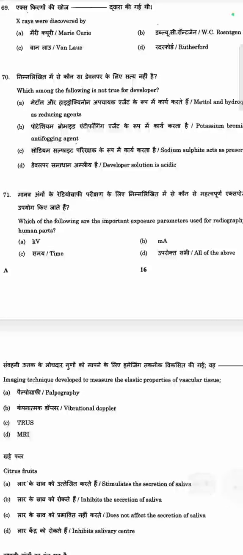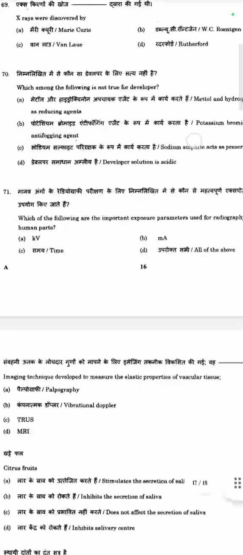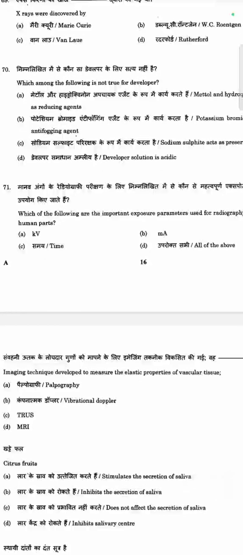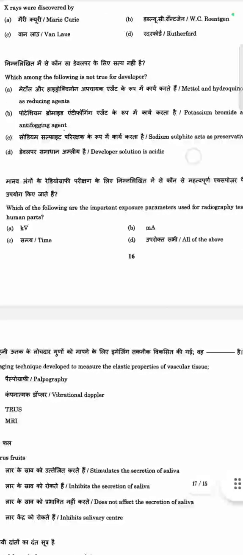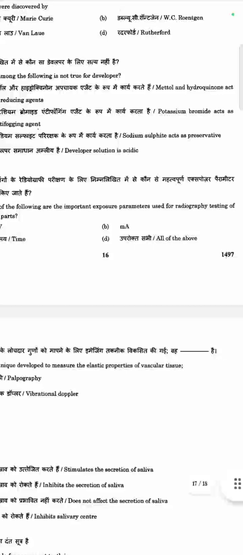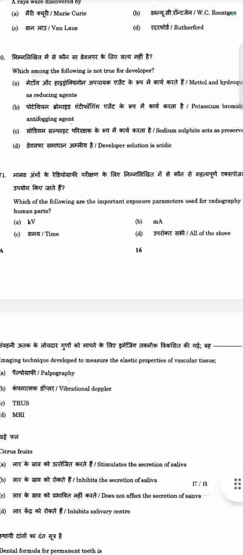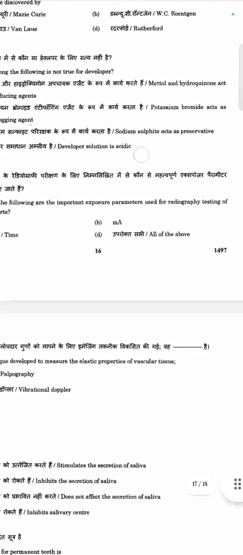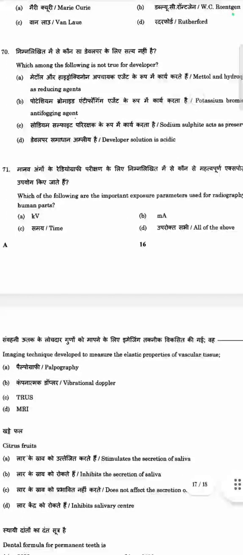Which among the following is not true of the developers? Metol and hydroquinone act as reducing agents. Potassium bromide acts as an antifogging agent. Sodium sulfite acts as a preservative. Developer sodium is acidic. Okay, so it asks for the not true statement. Potassium bromide acts as an antifogging agent is B.